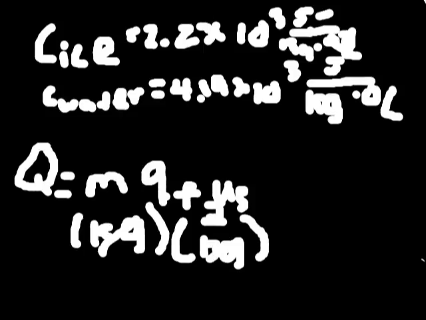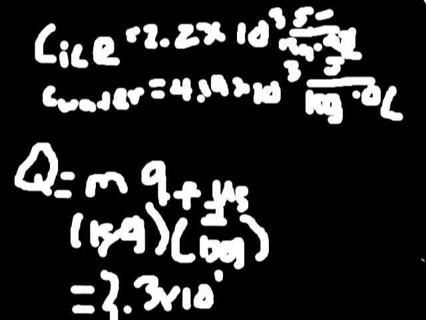So we have 1 kilogram, and the latent heat of fusion of water is 3.3 times 10 to the 5th joules over kilogram. So once we plug in our values, we get something like 3.3 times 10 to the 5th. So this is how much energy is required for our second step of the calculations, which is the actual phase change.